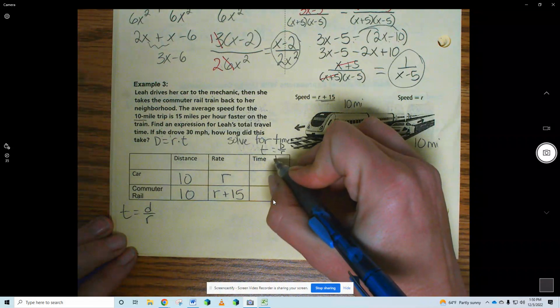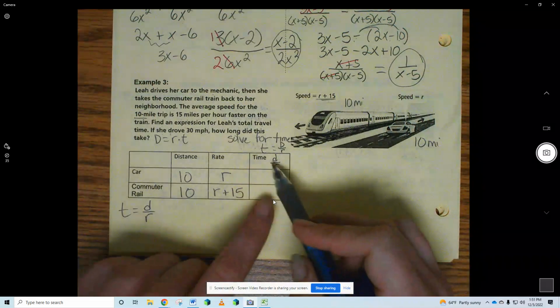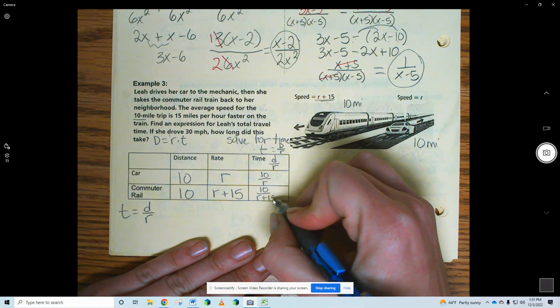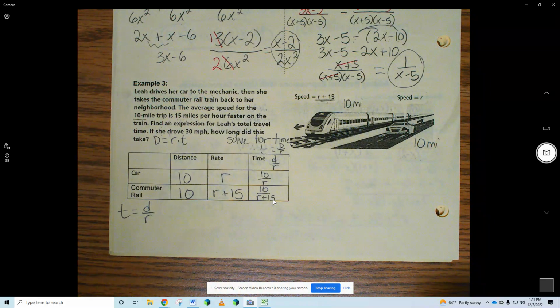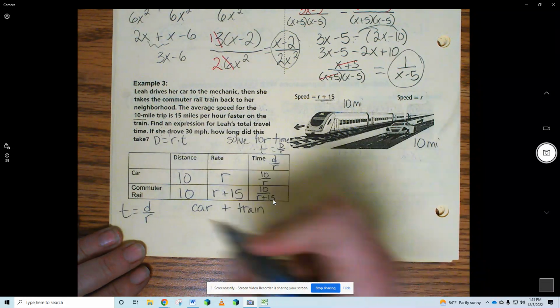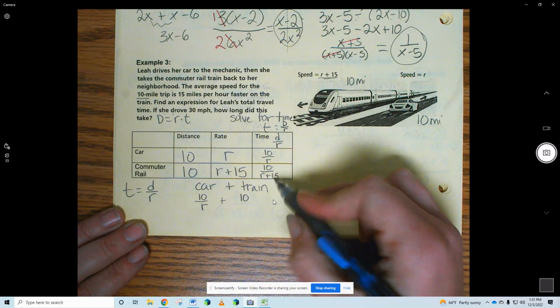That means over here, D divided by R, I'm going to need to write 10 is the numerator, R is the denominator, right here for car. 10, D over R. I don't know how long she sat on her trip. 10 in the numerator, R in the denominator. And I got that because I had to manipulate the formula to figure out the time. 10 divided by R, and then 10 divided by R plus 15. Okay. Car plus train. Car, 10 over R, plus train. Train is 10 over R plus 15.